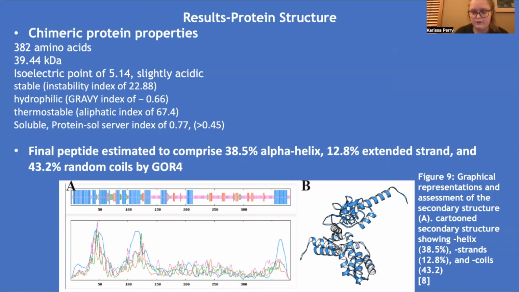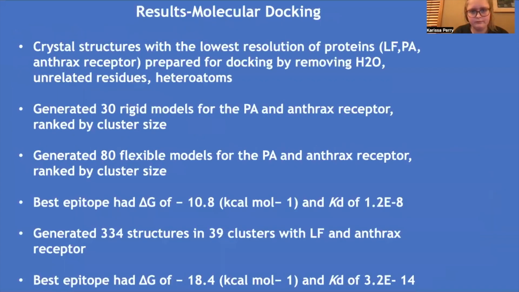The final protein secondary structure and tertiary structure can be seen in this diagram here, and the final protein was estimated to comprise 38.5% of alpha helix, 12.8% extended strand, and 43.2% random coils by the GOR4 server. Molecular docking showed crystal structures with the lowest resolution of proteins.